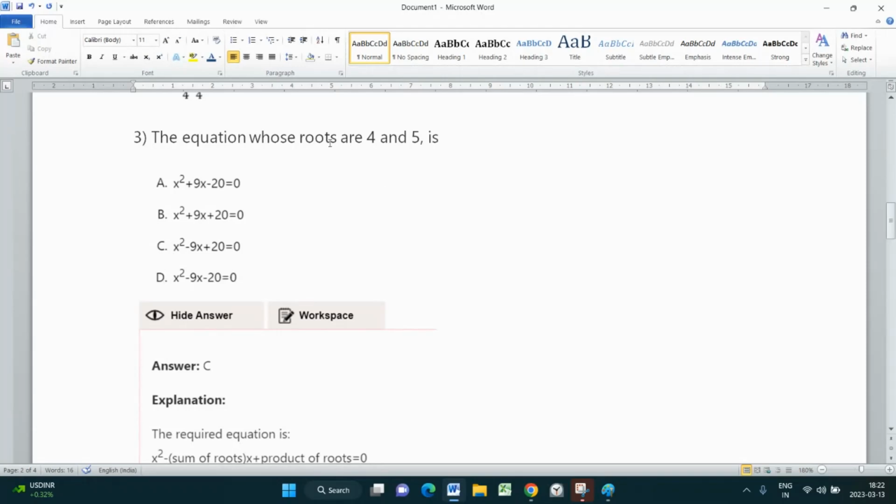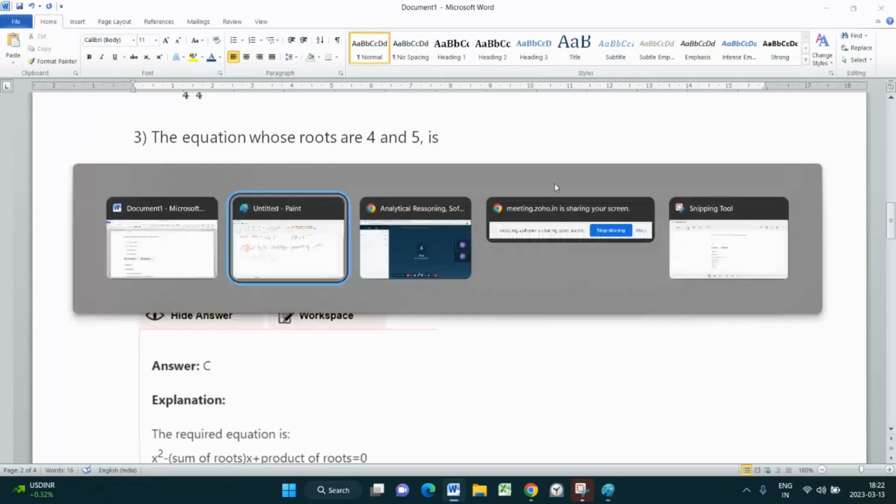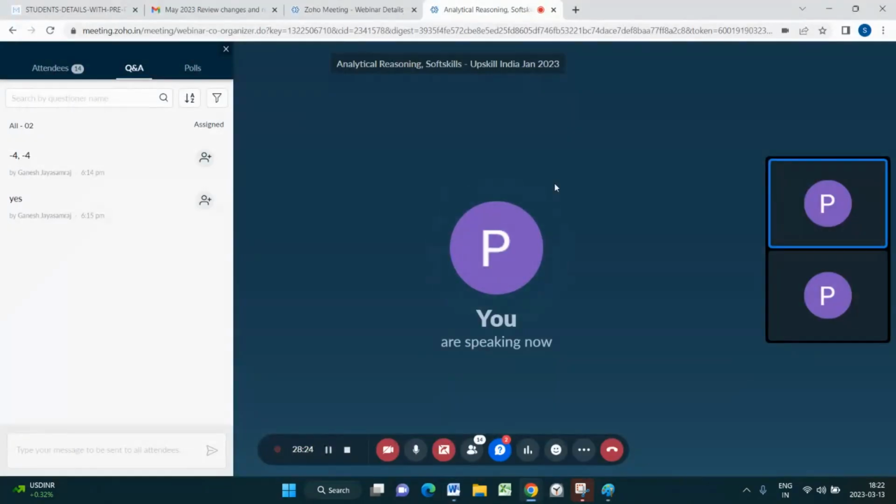Whose roots are 4 and 5. Any doubt on this? Do you have any doubts? Following? You have doubts, right? You want me to repeat? Repeat, then thumbs up. You want me to repeat?